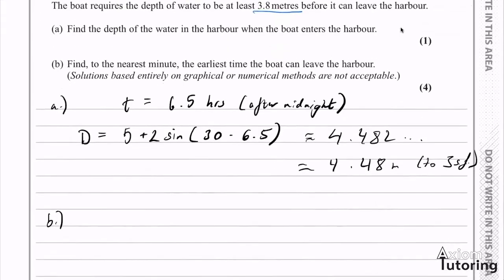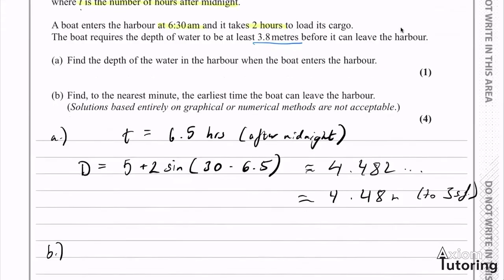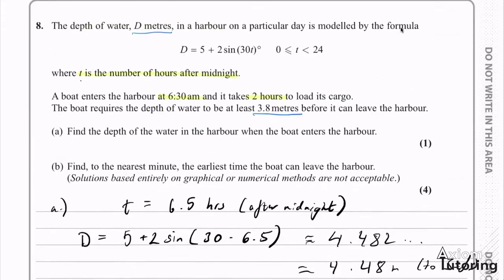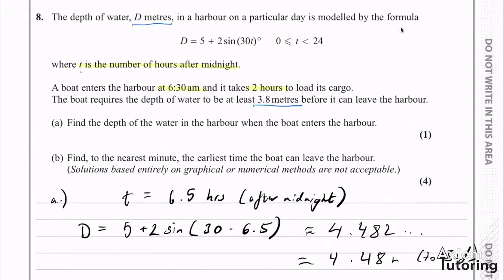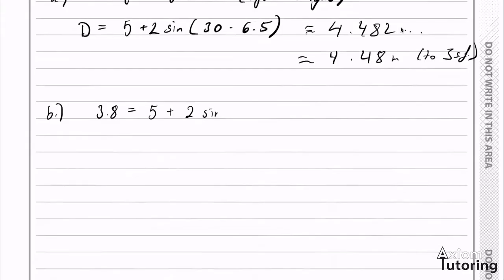So let's first substitute in our value for D. So 3.8 is equal to 5 plus 2 sine of 30t. Okay, so now we're going to solve this as we would a normal trigonometric equation. So make sure all the constants are on one side, and then once we get to our trig function, we can apply arcsine to get little t. We're just going to have to be a bit careful, as we'll see.